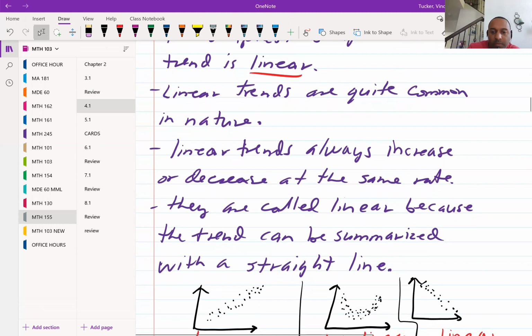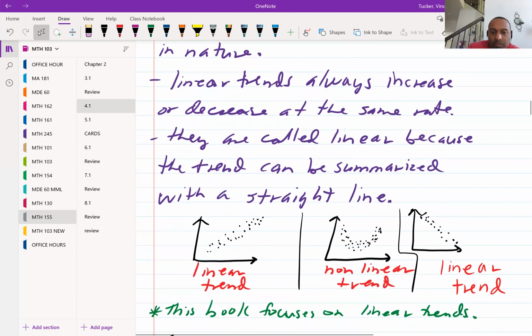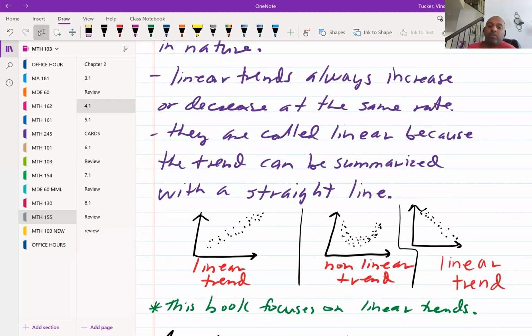All right, scrolling up. So linear trends versus nonlinear trends. Like I mentioned, in this book and in what we're going to do, we'll be focusing on linear trends. All right, can you scroll up?